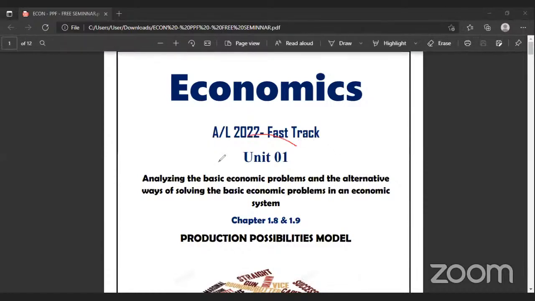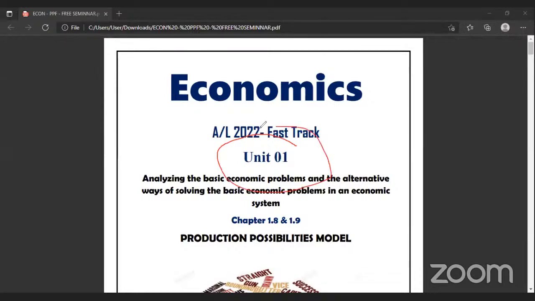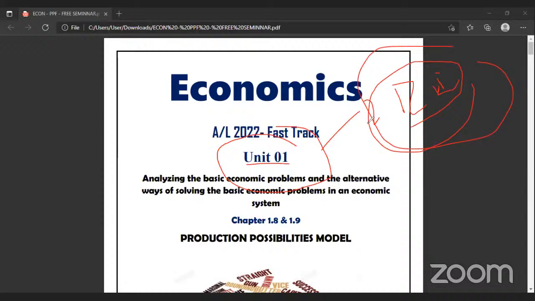So this is economics, the first unit, or competency 1. It talks about the basic economic problems and the alternative ways of solving them in an economic system. There are 3 major areas in unit 1. The first part is the introduction to economics and basic concepts: needs, wants, scarcity, alternative uses, opportunity cost, factors of production, and the division of labor. This is the first slot of the first unit.